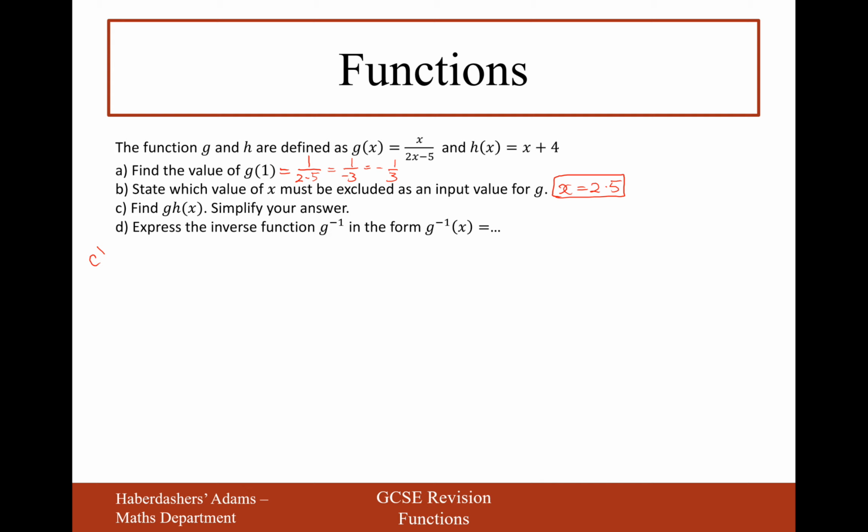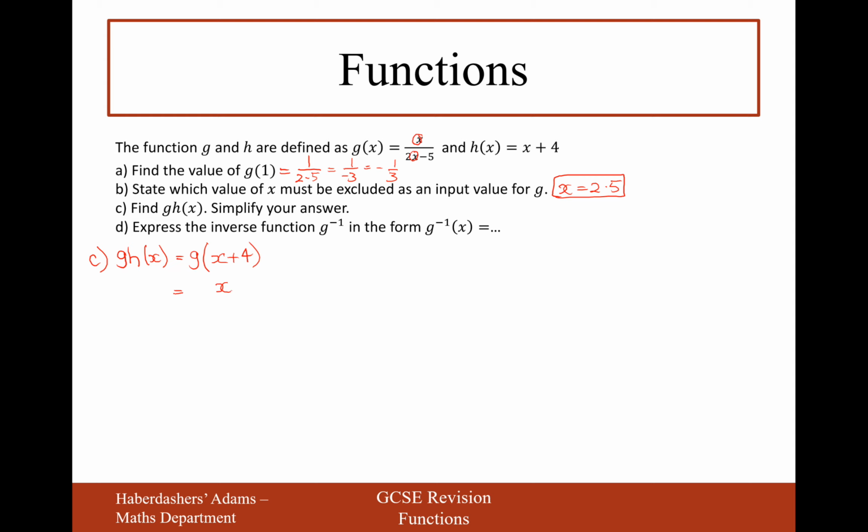Okay, moving on to part C. Find gh of x and simplify your answer. So gh of x, this means we do the h function first, the one nearest to the bracket, and that's just x plus 4, nice and easy. The next thing we now do is we put x plus 4 into every position in the g function where there is an x. So it's not going to be x, it's going to be x plus 4 now.